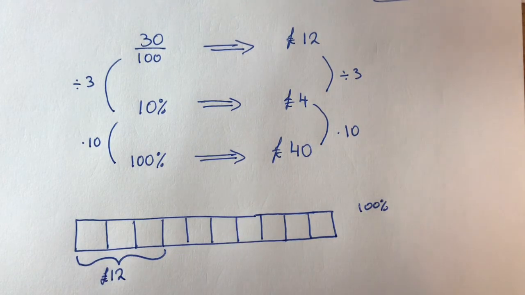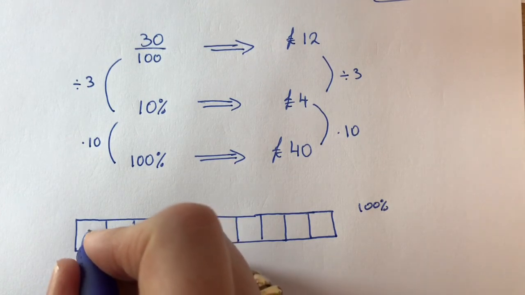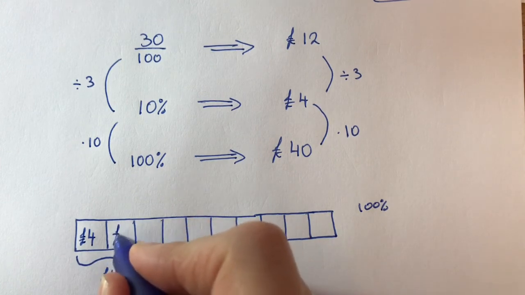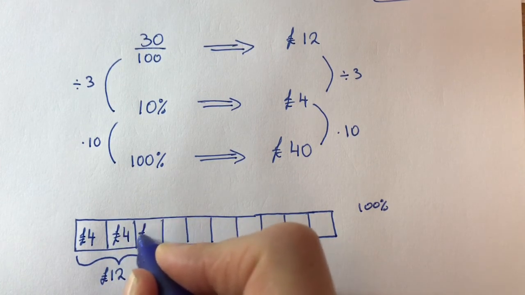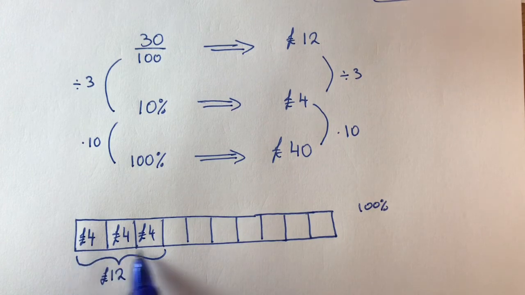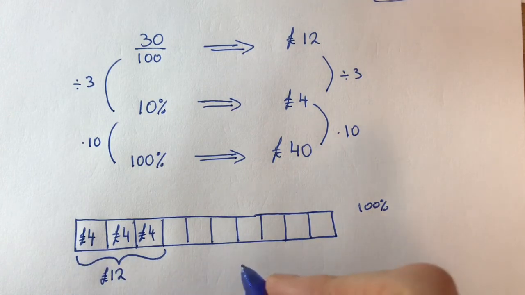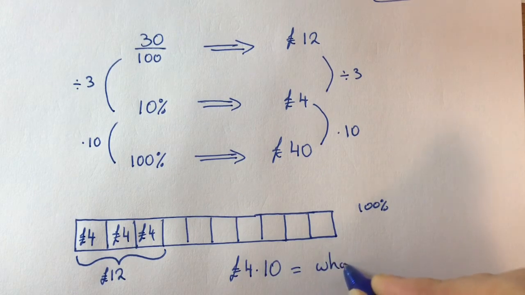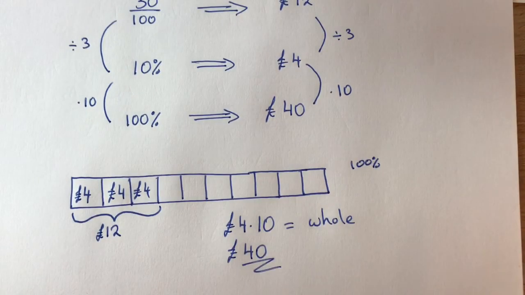So if we were to look at it like this, well, if it's £12 for 3 of these blocks, it must be £4 for each of these blocks. £4, £4, £4. If we were to have 10 of these blocks, then we would see that it was £4 times 10 equals the whole, which would be £40. So we can also work this out using the block method.